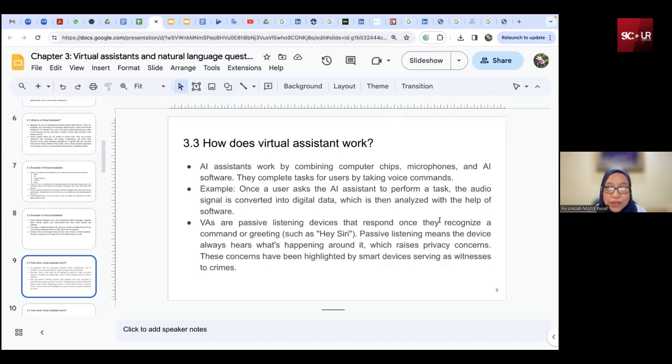It's like what you said earlier, when you talk to your wife. This concern has been highlighted by smart devices serving as witnesses to crime. So maybe the police or regulators. I think nowadays there are so many cases related to crimes and politics, and how police are capturing them. They can definitely, based on WhatsApp, how we are talking with them.